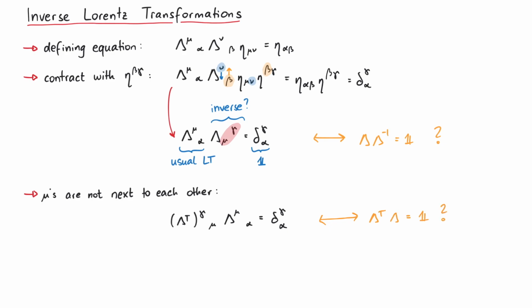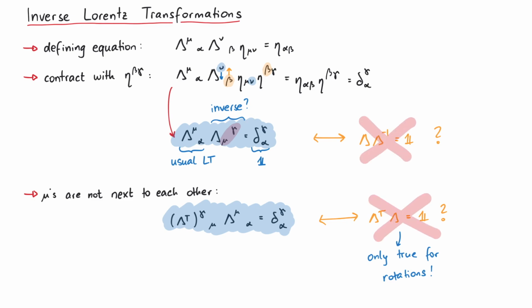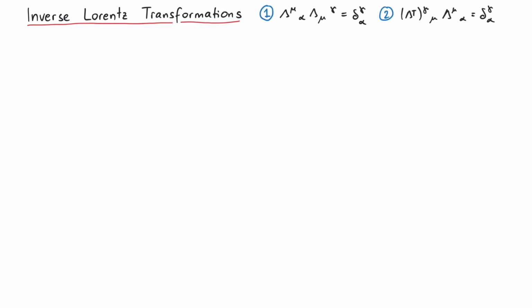But wait, this suggests that the transpose of lambda is equal to its inverse? This would be true for rotations, but a general Lorentz transformation consists of rotations and boosts. So what is going on? The solution is both equations are correct, but our interpretation of them is not. Let's talk about the first one first.